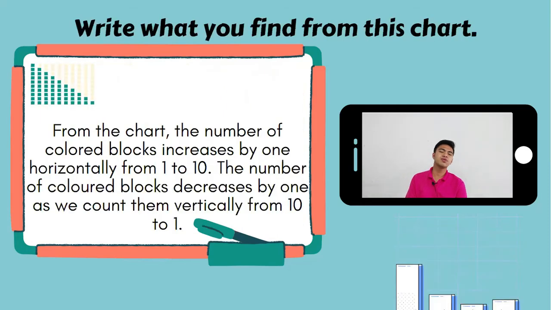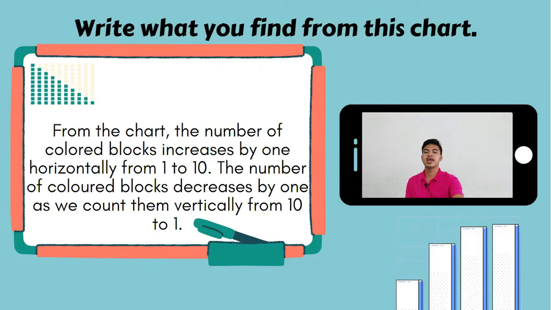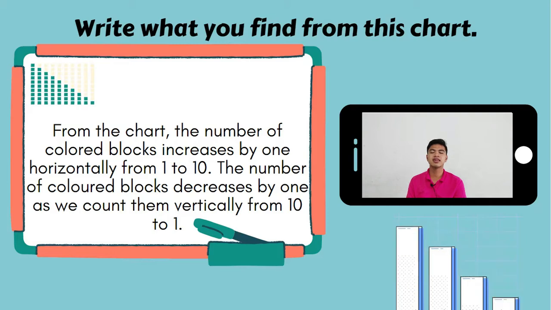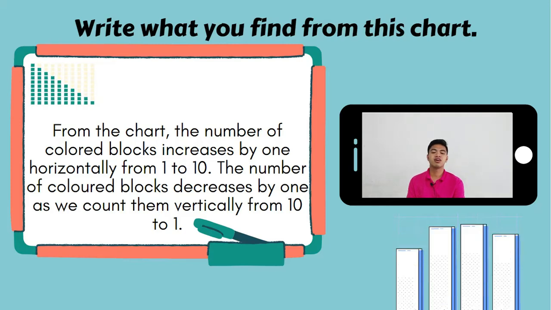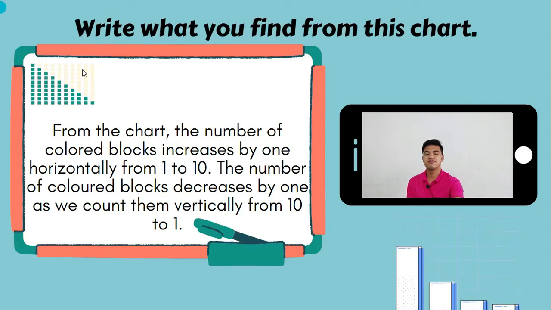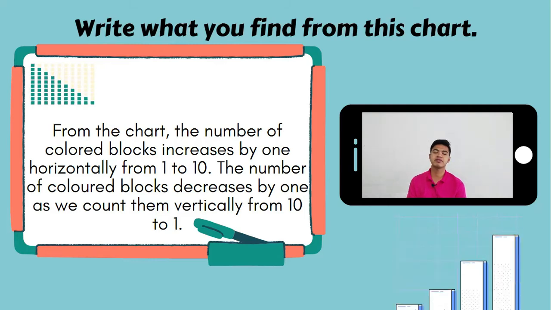Okay, so what did we observe from the chart? Okay, I made the chart smaller so that we can see the observation that we had. Here we have the observation that from the chart, the number of colored blocks increases by 1 horizontally from 1 to 10, right? As we can see here, it increases horizontally from the top to the bottom. Okay, the number of colored blocks decreases by 1 as we count them vertically from 10 to 1.